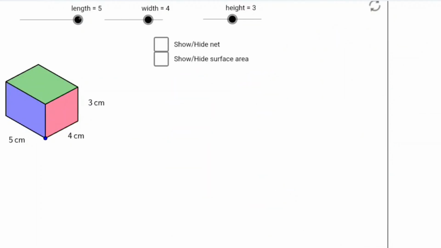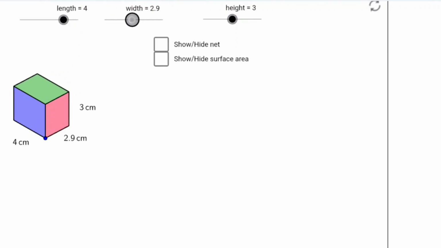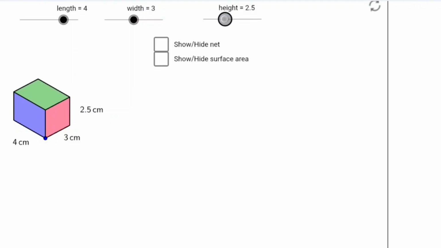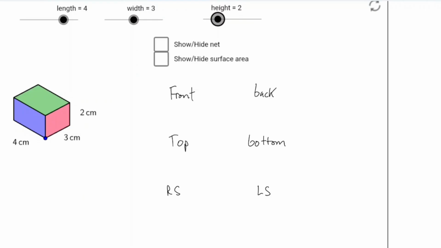Let's change the dimensions on this. Let's keep that as 4. This says 3. And this as 2. So I'd like you to try this question, please. Pause the video and I'll go through it in a few seconds. So now I've just written all of the faces that I have on the rectangular prism. Now I'll start the calculation.